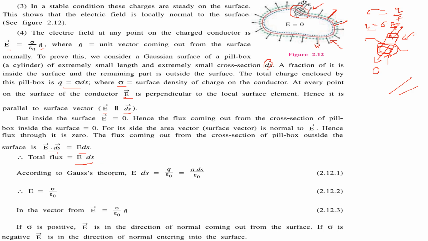According to Gauss theorem, E ds will be equal to Q by epsilon naught. Q we can write as sigma ds, so sigma ds by epsilon naught. So E becomes, ds gets cancelled, electric field will be sigma by epsilon naught. If you want to write it in vector form, you have to put n cap. If sigma is positive, the electric field is in the direction of the normal coming out of the surface. If sigma happens to be negative, the electric field is in the direction of the normal entering into the surface, right?